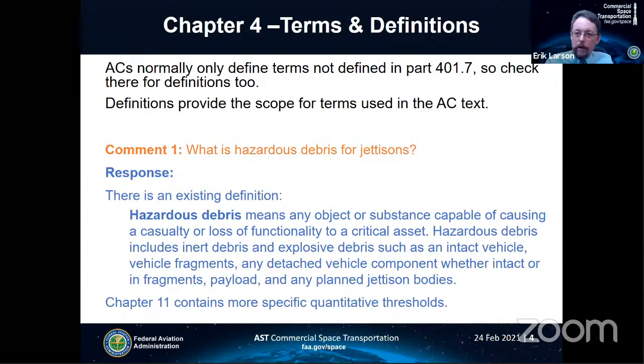to try to help understand and explain what's going on. So there's not a lot of definitions in this particular AC, but those terms are used throughout the AC, and the definitions at the front help make the text more clear later on.